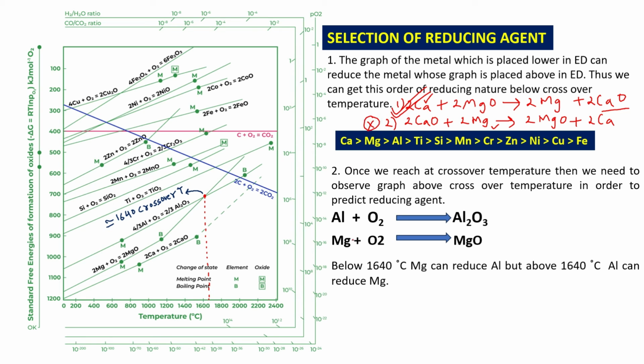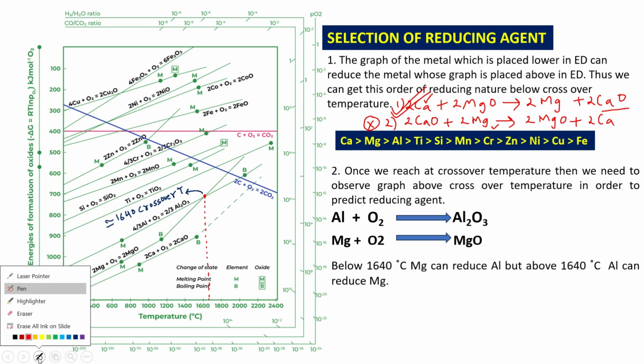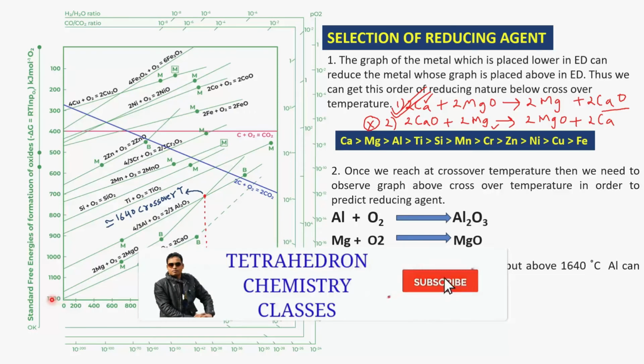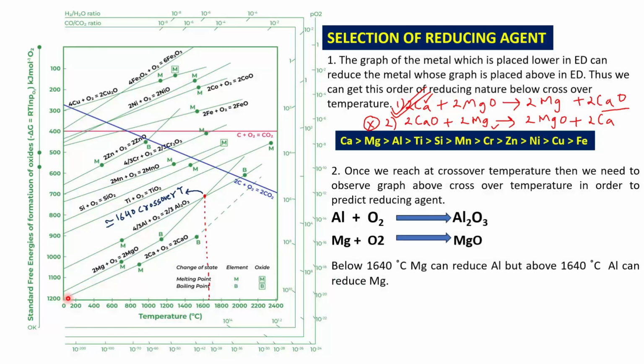Why? As I already told you, the trick is that the graph which is plotted below in the Ellingham diagram would be the better reducing agent for the metal which is placed just above it, right? Here you can see calcium is the better reducing agent because it has the more negative value of delta G, somewhere around 1200 for this one, and for magnesium the value is a little higher. The more negative value is this one, basically 1201. That's why it is more spontaneous, right? So calcium is a better reducing agent than magnesium.